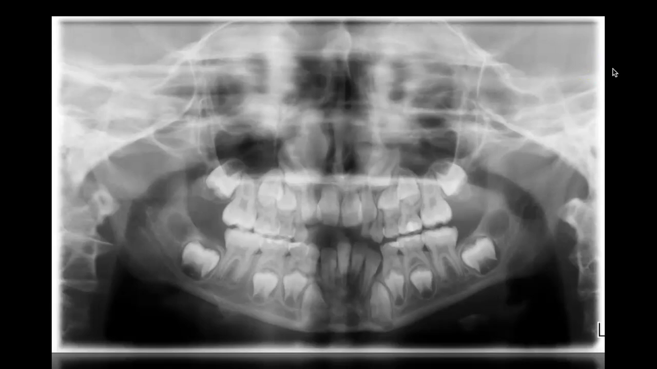Now, let's take a step back, and what else is unusual about this case when you look at the pano? What stands out as a little bit odd? Okay, so the mandibular midline is shifted to the patient's left. What could that indicate?